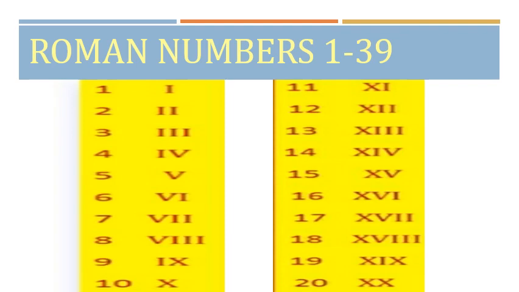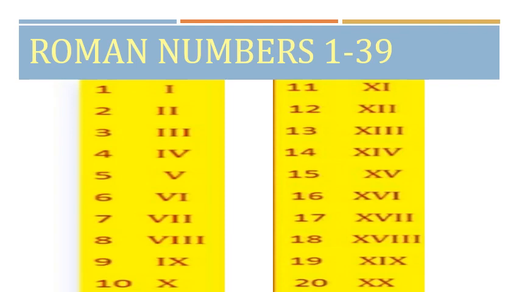17, X is 10, V is 5, I is 1. So we get 10 plus 5 plus 1 plus 1 gives us 17. Same way 18, X is 10, V is 5, I is 1. So 10 plus 5 plus 1 plus 1 plus 1 gives us 18.